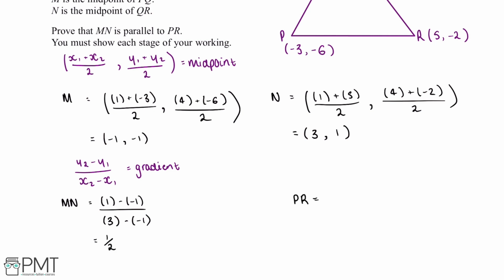Next line PR. So our first y term will be -6, our second y term will be -2, and then our first x term will be -3, and our second x term will be 5. And if we substitute this into the gradient formula, this will give us -2 minus -6 divided by 5 minus -3. And again, if we work this out, this gives us an answer of a half. Now what we can see is that both gradients for line MN and line PR are the same. So we've therefore proven that MN is parallel to PR.